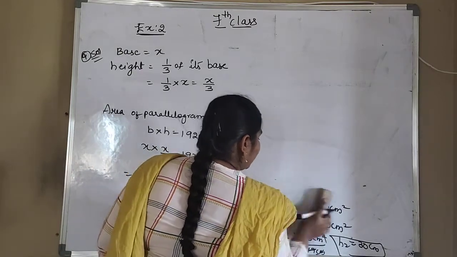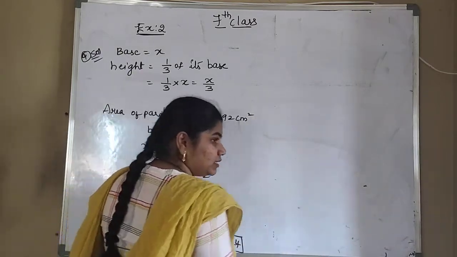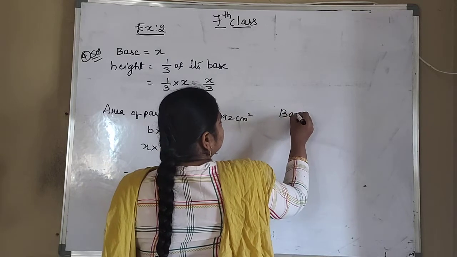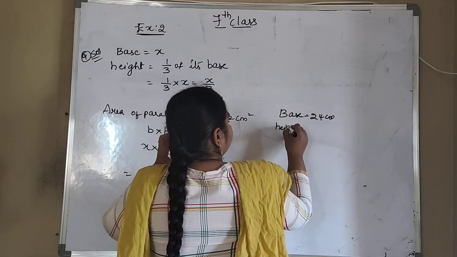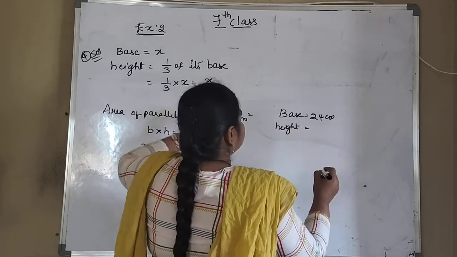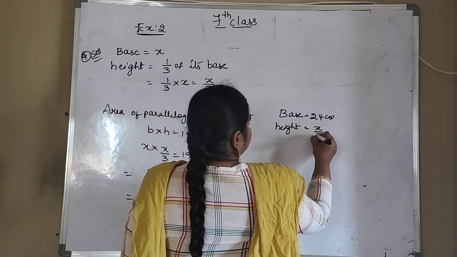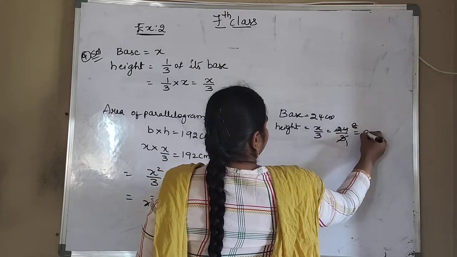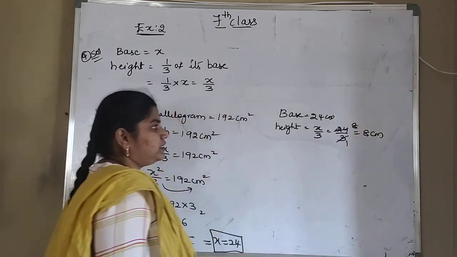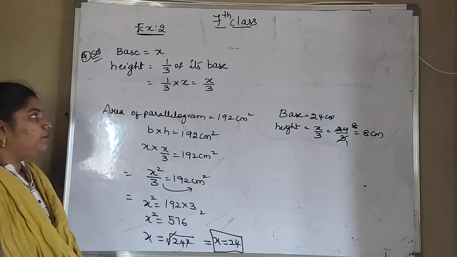x is nothing but base value. So base value you got as 24 centimeters. Now height we have to find. So what is the height here? Height is x by 3. So x is nothing but 24 by 3. 3 1s are 3, 3 8s are 24. So height value is how much? 8 centimeters. So this is our fourth solution.